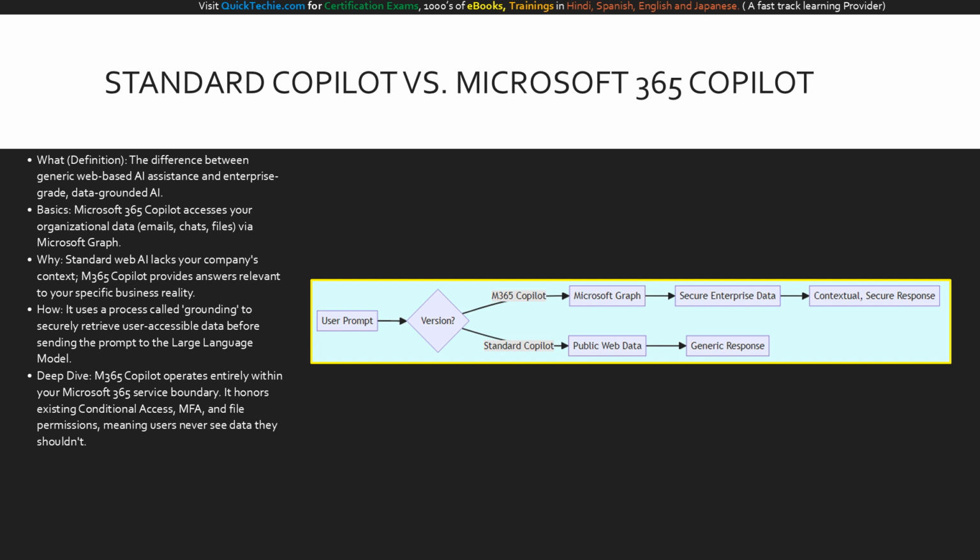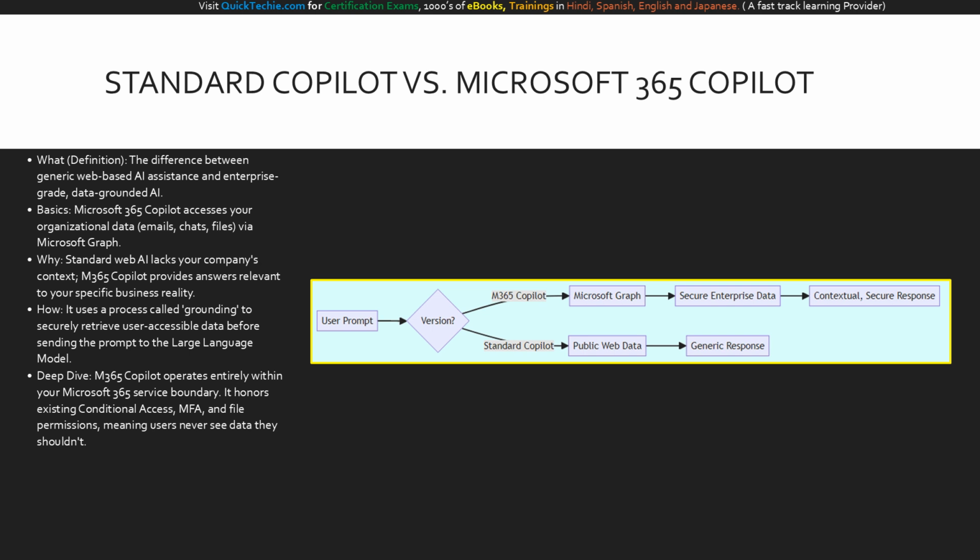The deep dive here is security. Microsoft 365 Copilot operates strictly within your tenant's service boundary. It inherently respects your existing file permissions. If an employee doesn't have access to a confidential HR folder, their Copilot doesn't either. It is secure by design.